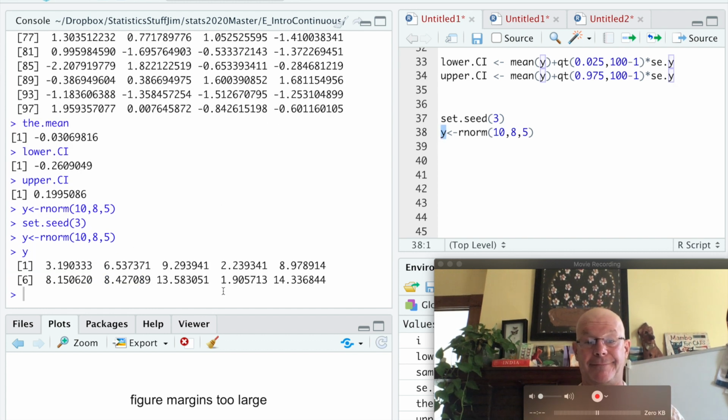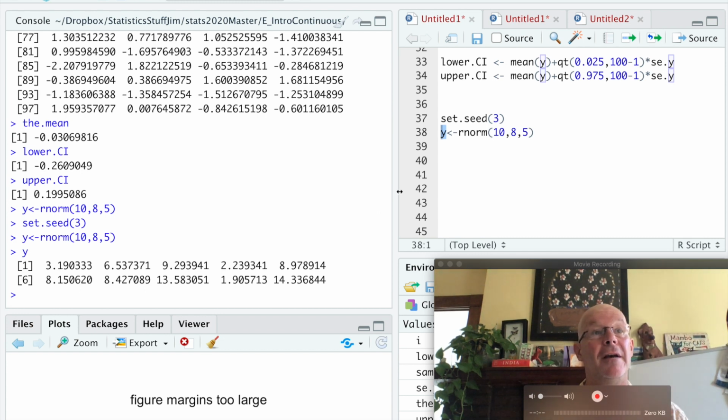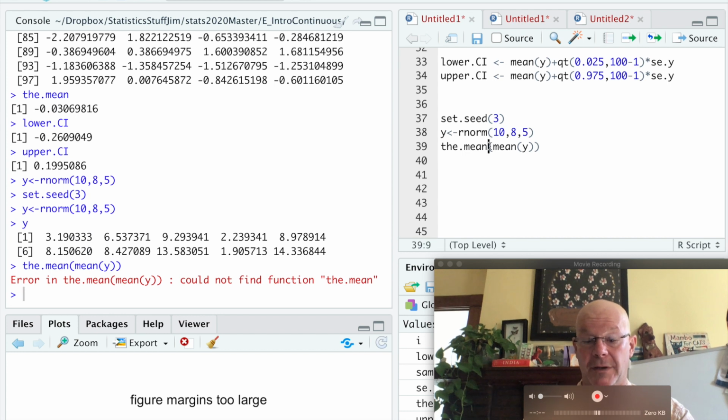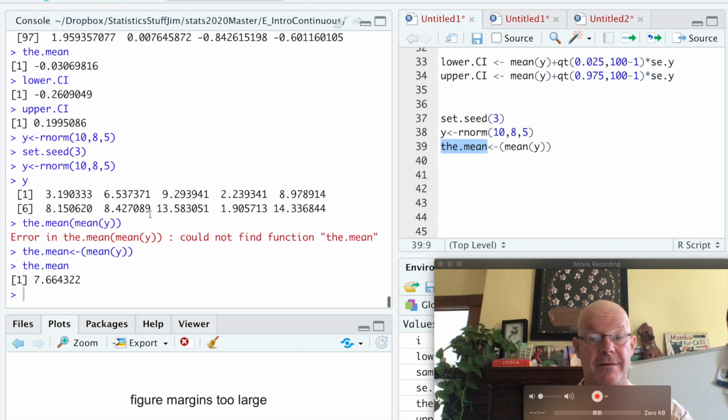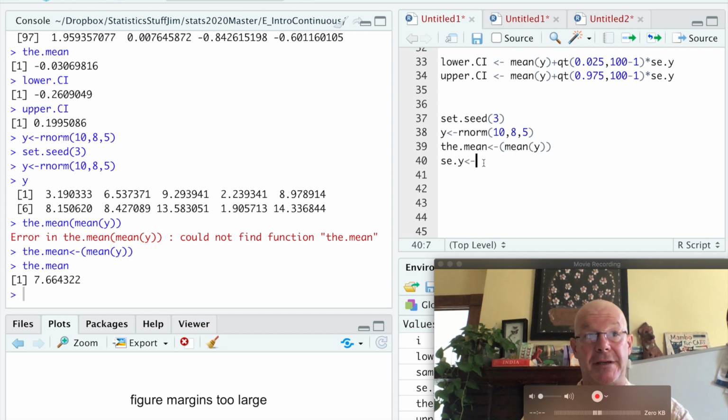This is my sample. I don't know what I sampled, but that's what my measurements are. And so I can calculate the mean of that. The mean of that is going to be the mean of y. No, I gotta assign that. All right, and so there's our mean. Okay. Our standard error is going to be what? It's going to be the standard deviation of y divided by the square root of our sample size, which I will just say 10.